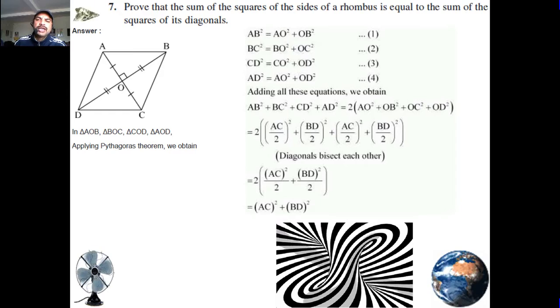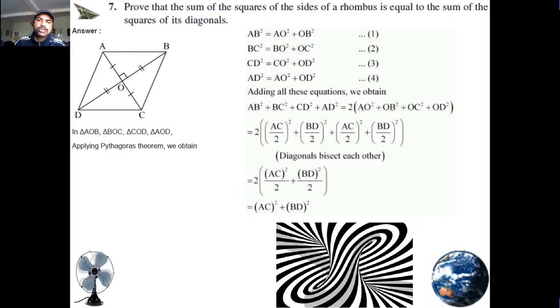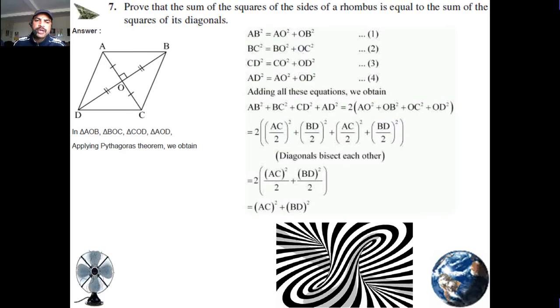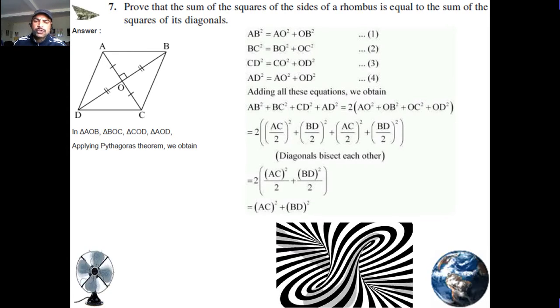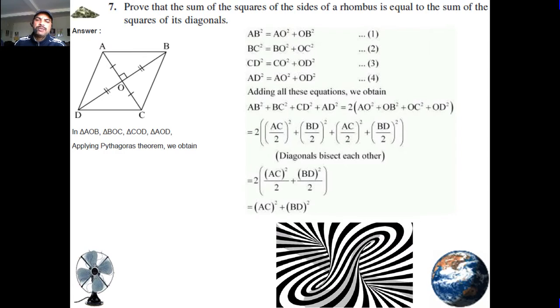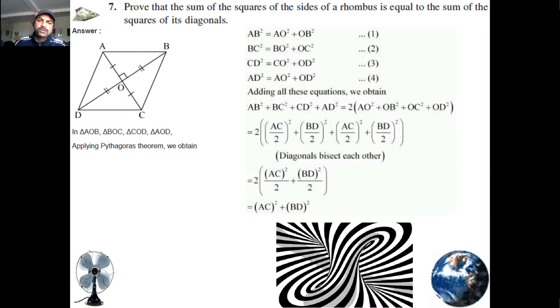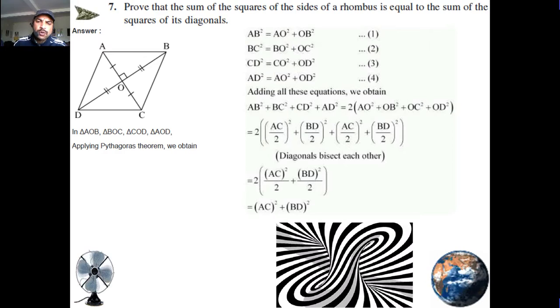Adding all these equations, we obtain AB square plus BC square plus CD square plus AD square is equal to 2 bracket AO square plus OB square plus OC square plus OD square, which is 2 bracket (AC upon 2) whole square, (BD upon 2) whole square, (AC upon 2) whole square, (BD upon 2) whole square.